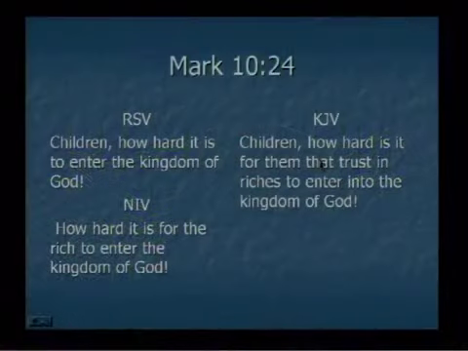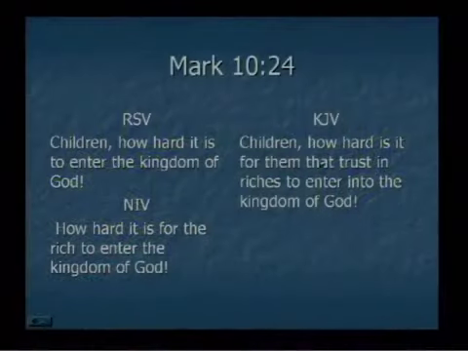Here, money is not the problem. It's making an idol of money that's a problem. Isn't that correct? You can be rich, but you can do a lot of good for the Lord God. You can do a lot of good. So this one is the only one that makes any sense.